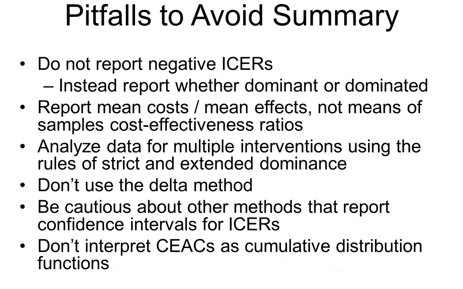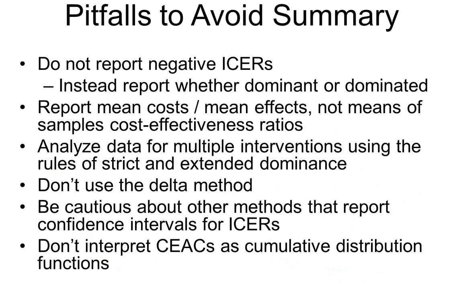So just a couple of summary slides. First, I've said all of this, but let me just reiterate what are some pitfalls to avoid. So don't report negative ICERs. Instead, report whether the intervention is dominant or dominated. Focus on the mean cost divided by the mean effects, not the mean of cost effectiveness ratios. Analyze data for multiple interventions using the rules of strict and extended dominance. There was a paper even in the Lancet a couple of years ago that did not do that, and there were lots of letters to the editor afterwards.